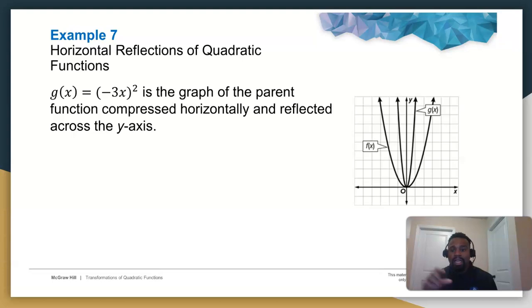And horizontally, it's going to be in parentheses. Greater than 1, still narrow, but horizontal compression. And then less than 1, still wider, but horizontal stretch. And if we multiply by a negative number vertically, it's going to be a downward parabola. All right. If we do a negative number horizontally, it's going to flip across the y-axis, but it's either going to be more narrow or wider, depending on if it's less than or greater than 1.